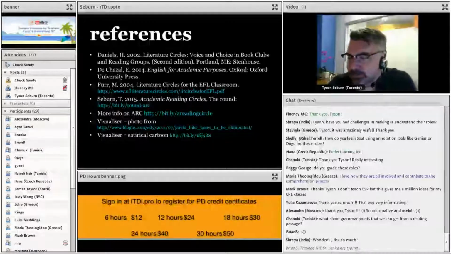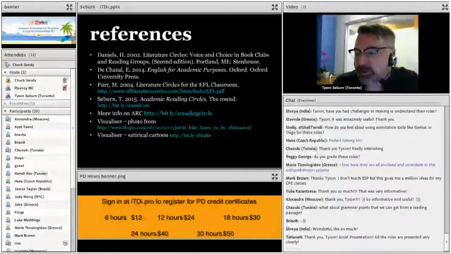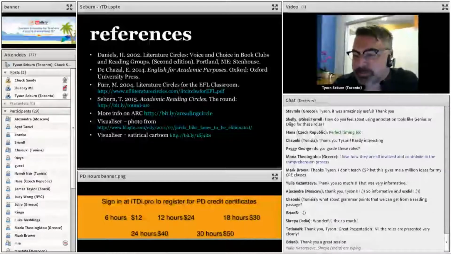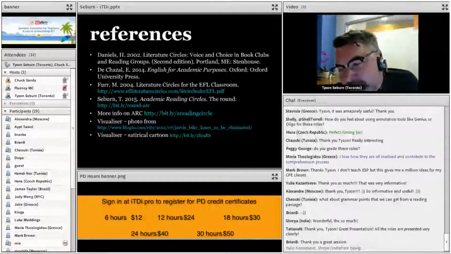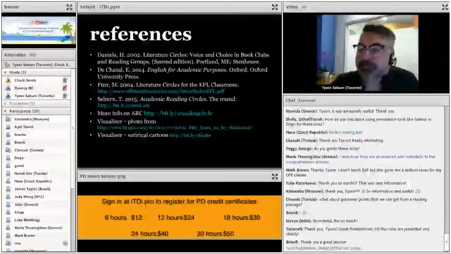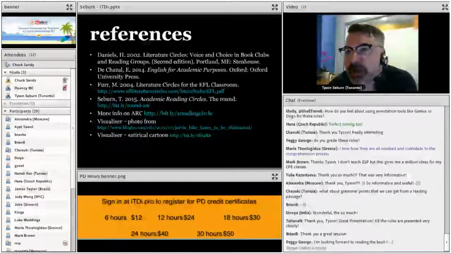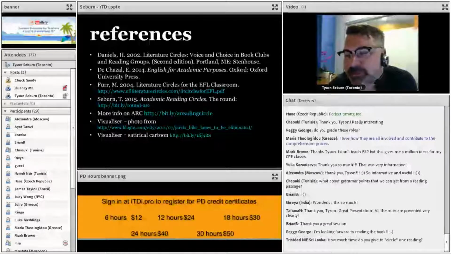Peggy asks, do you grade these roles? In fact, in the book, I give some suggestions for how to make the roles a little bit more accountable for the students and for you, I guess. In my case, the roles aren't really graded themselves because each of the texts that we're doing the reading circles on is related to a writing project that they have to do at the end of the year.